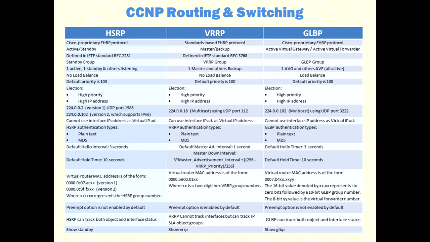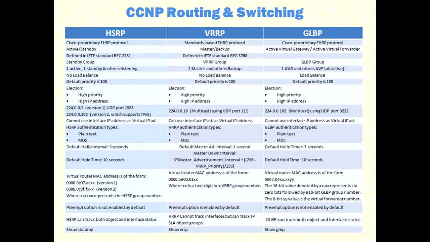HSRP election is based on a priority value, which is from 0 up to 255, that is configured on each router in the group. By default, the priority is 100. The router with the highest priority value becomes the active router for the group. If all router priorities are equal or set to the default value, the router with the highest IP address on the HSRP interface becomes the active router. The election is based on the high priority, and after that, high IP address in HSRP and also in VRRP and GLBP.